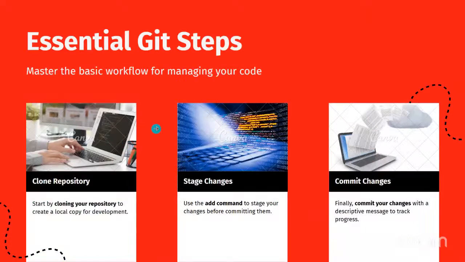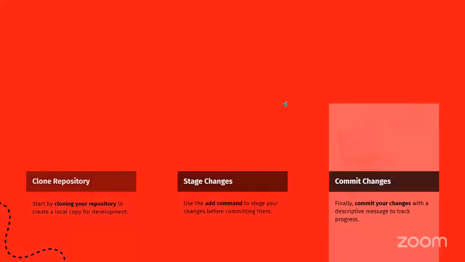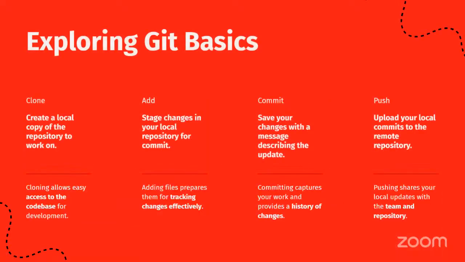We are going through these steps. We can clone our repository, then make a change in our code. We can stage the changes, commit them, and share them to our repository. We have various Git commands. We are seeing these: git clone, git add, git commit, git push, and git status.